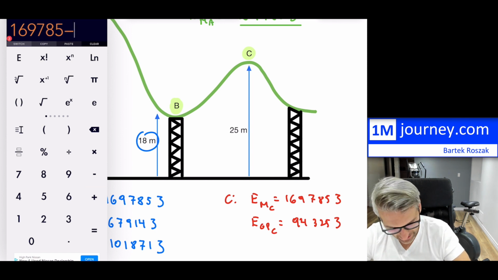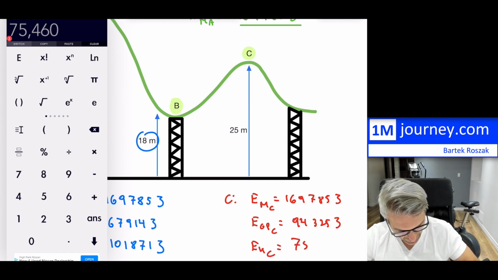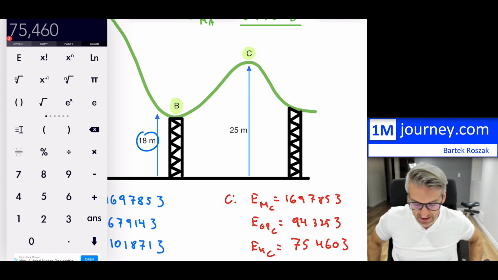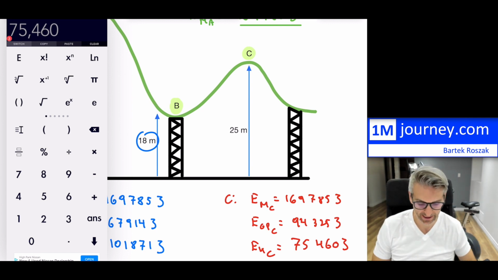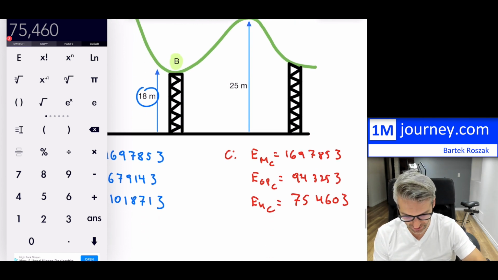785 minus 94,325. Okay, so that's going to be your kinetic energy at C, which is 75,460 joules. Now, if you wanted to round all of them to two sig figs again, you can do that. But I'll just leave this because it just nicely captures all of this for us. So we have what we need.